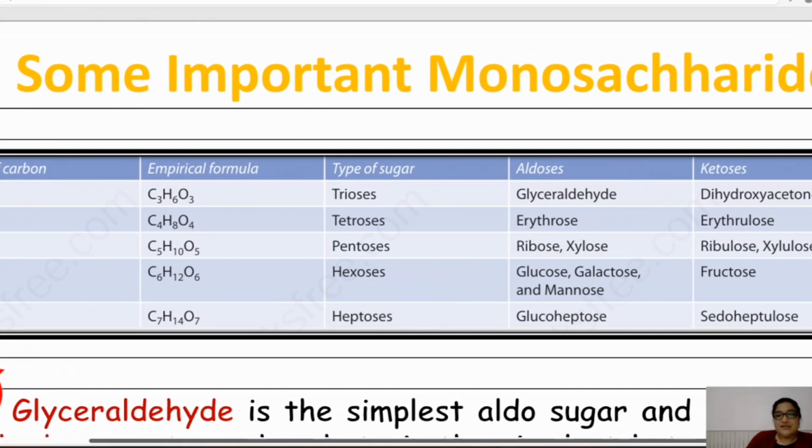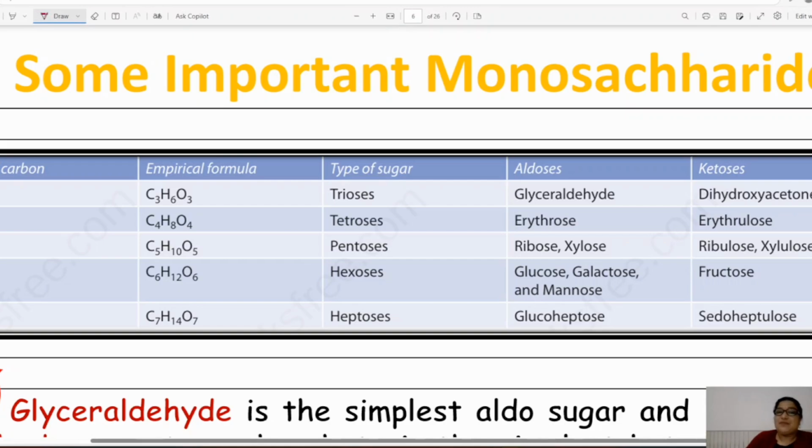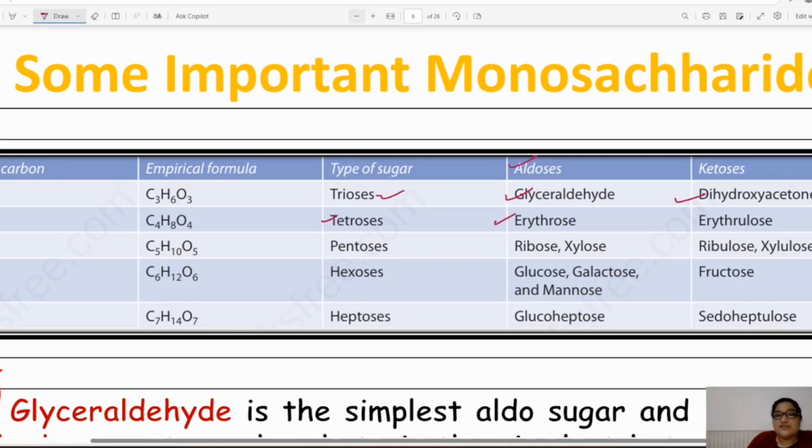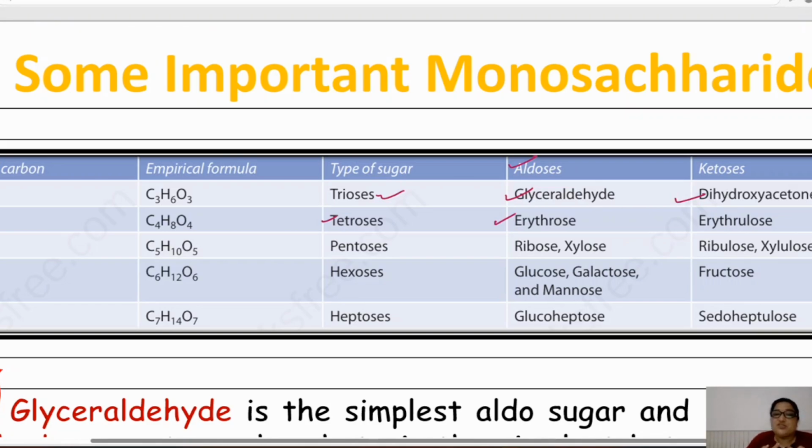Let's understand why it is important, because sometimes it is asked to name a sugar that is an aldotetrose. You can say the aldotetrose is erythrose. Name a sugar that is an aldotriose. The aldotriose is glyceraldehyde. Name a sugar that is a ketotriose. The ketotriose is dihydroxyacetone. So you can take a screenshot of this table and remember it.